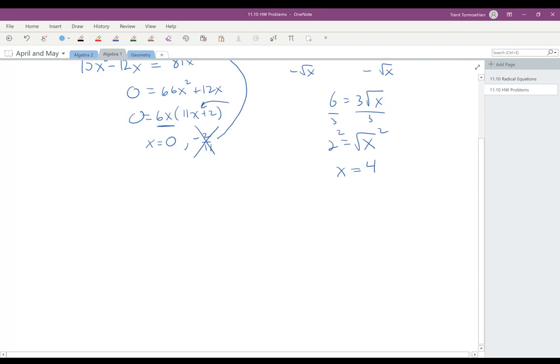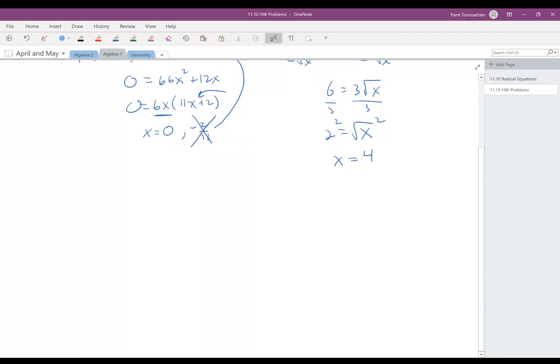All right, and then the last one to look at is 48. And so for 48, you've got 3 square root of a plus 7 equals the square root of 16a. And this one is going to be handled just like that one, where you get 3 square root of a plus 7 equals, well, this is just 4 square root of a.